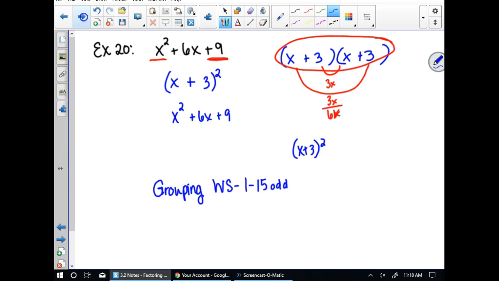Okay, and, well, I don't have that one here. For special cases, let's do all of the evens on that one. Special cases should be a lot faster than the grouping. Okay. What I'm hoping is that on special cases, I want you to work towards being able to do those in your head without having to write anything down.